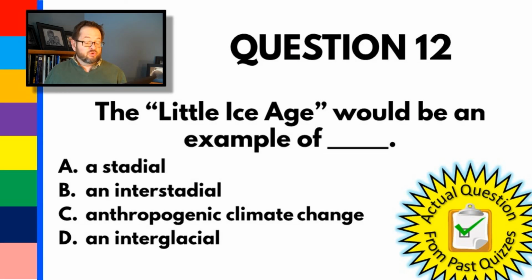The Little Ice Age would be an example of blank: a stadial, an interstadial, anthropogenic climate change, or an interglacial. You have to know what the words stadial, glacial, and interglacial and all that kind of stuff mean. Which of those is the correct description of the Little Ice Age? Make a choice from those 4 options to get a little feedback before you go on to question 13.